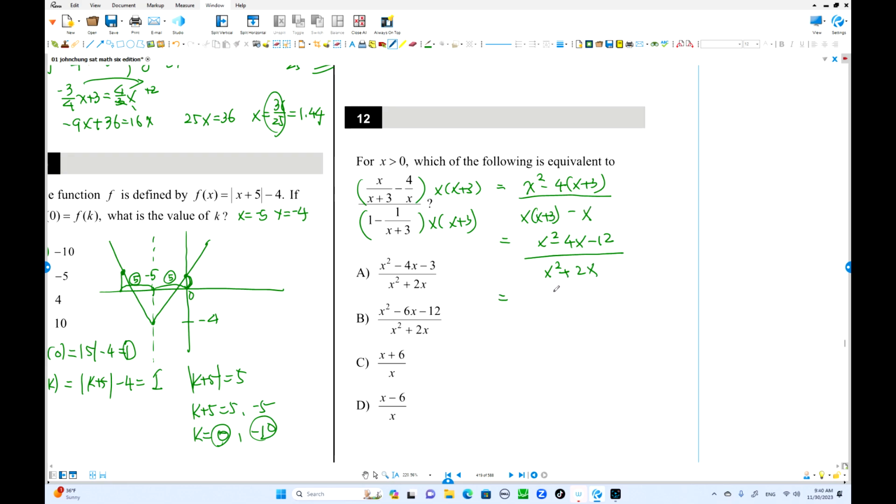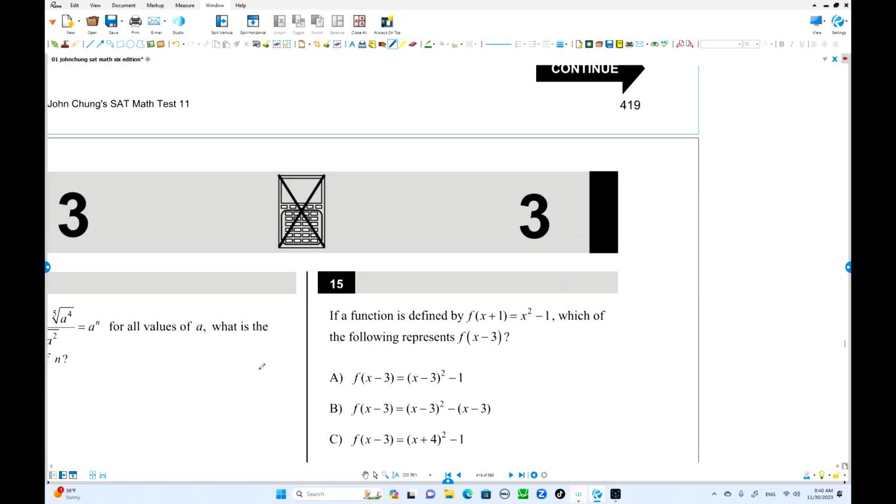When you simplify, this is x minus 6 x plus 2. We still have, right, no equivalent, this one, right? We don't have this one. So we continue the work to simplify. Over x plus 2. So x plus 2 is out. Finally, you got x minus 6 over x. Okay, choice D is the answer, okay?